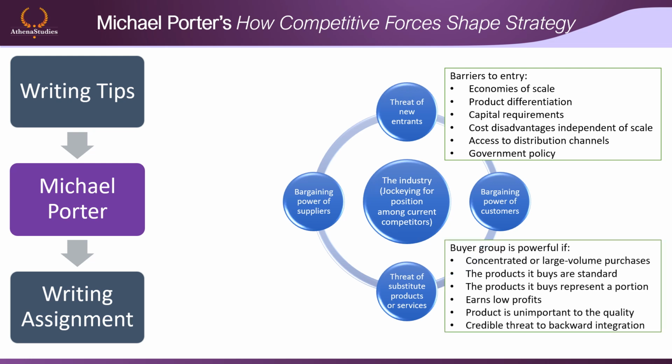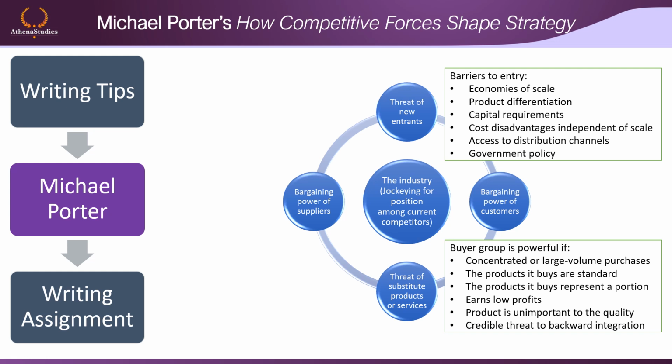So a buyer group is powerful if it is concentrated or there are large volume purchases. So if somebody outside the company, there are a lot of people and they buy a lot of products, then the company does not have a say. It is the people who are going to decide what the prices are going to be and how everything is going to look.